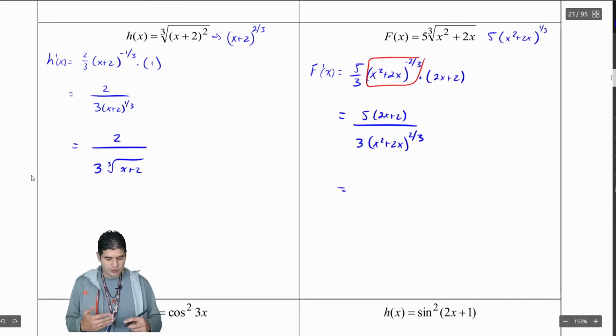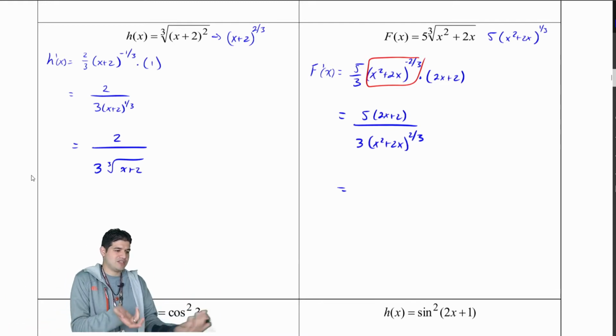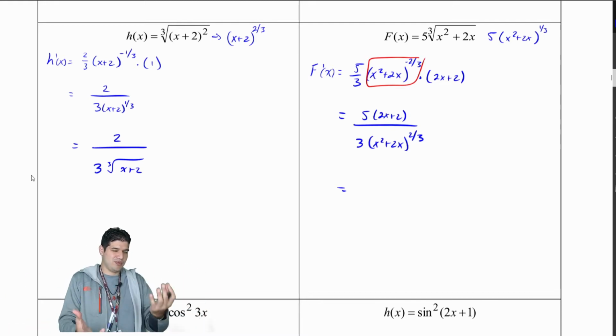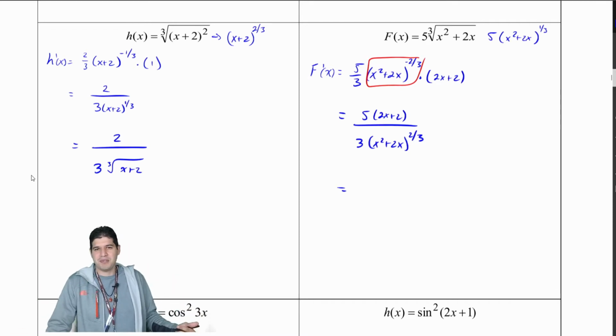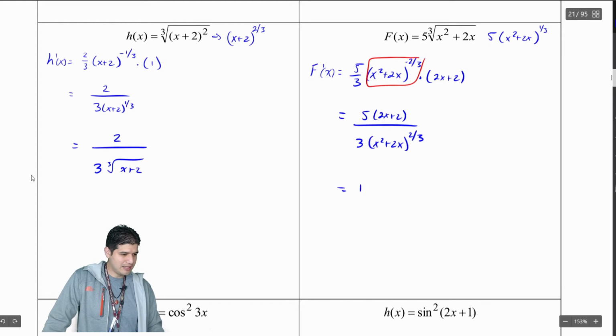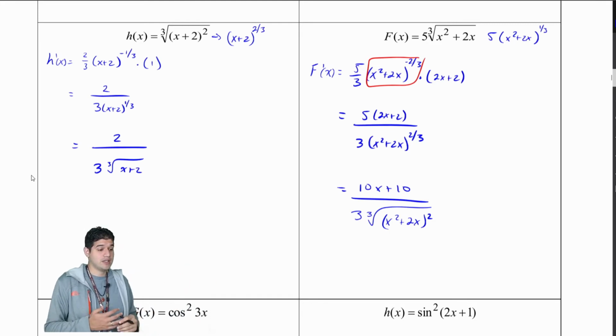Now I'm almost done. So what I see in that numerator, 5 times 2x plus 2, I can factor out a 2, or I could just distribute the 5. I'm going to distribute the 5 because I think getting rid of those parentheses might be a little bit simpler. So 10x plus 10 over 3 times the cube root of x squared plus 2x. And all of that needs to go in parentheses because it's still getting squared. And that right there is going to be our final answer in this case.